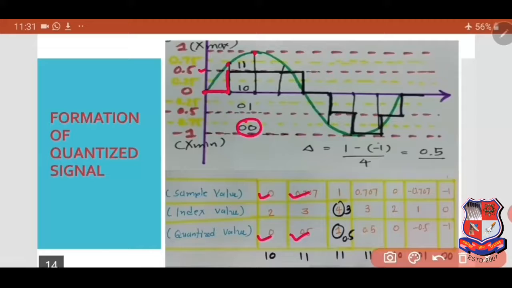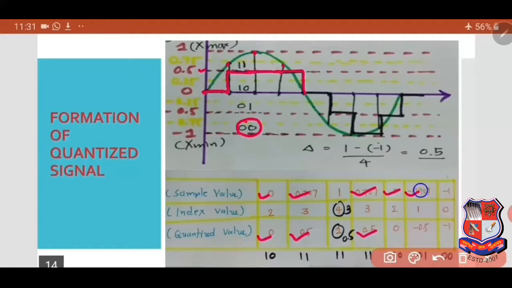So for the next value of 1 we have to further extend it. It is just like that. The third sample value, once again, is 0.707 and it has the quantized value of 0.5, so it will be extended further just like that. Then next it is 0, so it will be just like this. Once again you proceed forward.